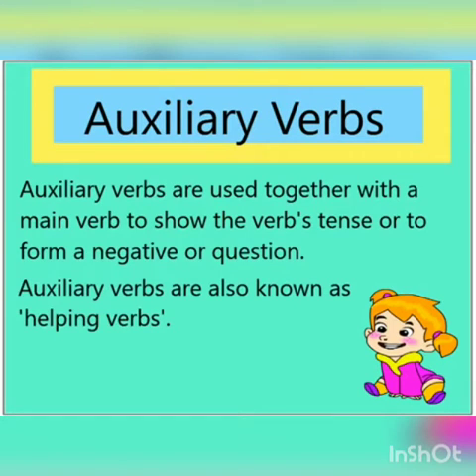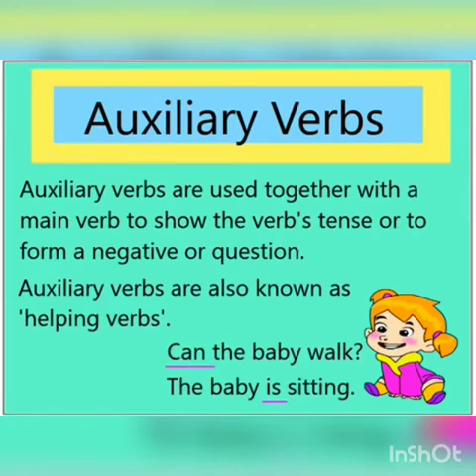So to summarize what we have learned, what are auxiliary verbs? Auxiliary verbs are used together with the main verb to show the verb's tense or to form a negative sentence or a question. And remember, auxiliary verbs are also known as helping verbs. For example, can the baby walk? Here walk is the main verb and can, the auxiliary verb, helps us to form the question. The baby is sitting. Here sitting is the main verb and is tells us that the sentence is in the present tense.